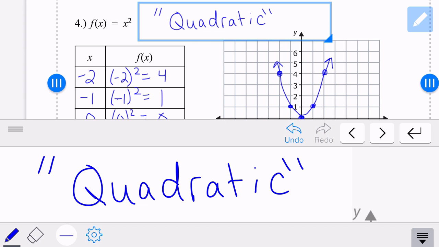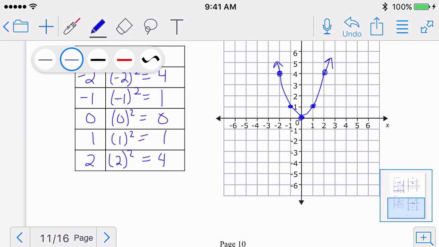You can put little quotations and just remember the name or whatever. And it should be U-shaped.